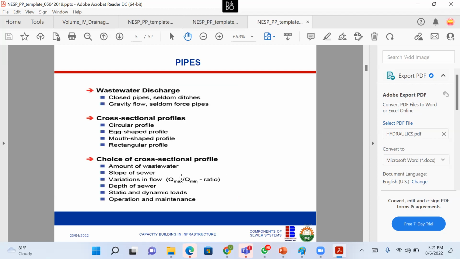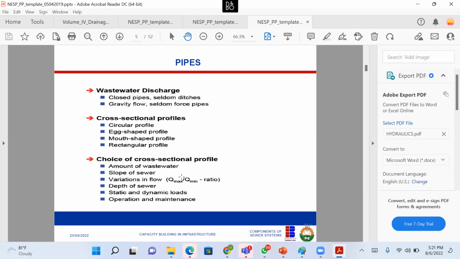Then pipes. We have closed pipes, we have open ditches. This is for sewer. So sewer pipes must be closed. They must be closed. And the flow has to be by gravity. It is not often that you have force mains. It's just once in a while. Just like you don't normally use ditches. Ditches are old systems where they used ditches for wastewater. I mean, you smell odor everywhere. You see mosquitoes everywhere. So it's not really ideal.